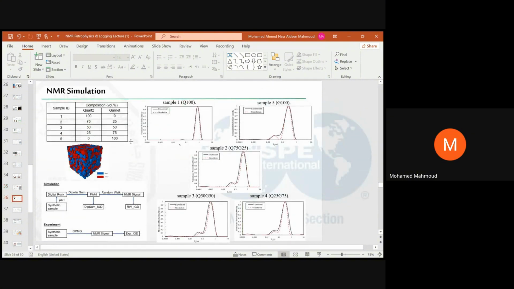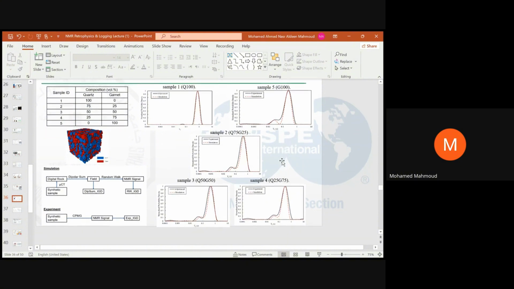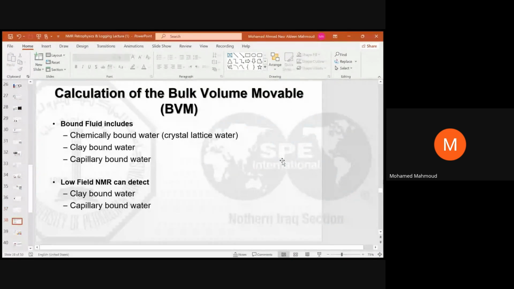In addition, NMR simulation can also be done. If you look at the T2 equation, we just need the surface relaxivity and the pore size distribution. We can get the pore size distribution from the micro CT, for example, and the surface relaxivity also, if you know the mineral, we know the value. Then we can do the simulation and match it with the experimental. So you can get the NMR simulated response even if we don't have an NMR facility.